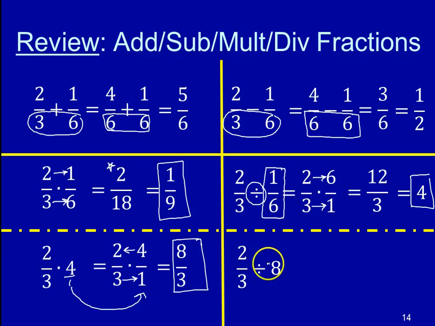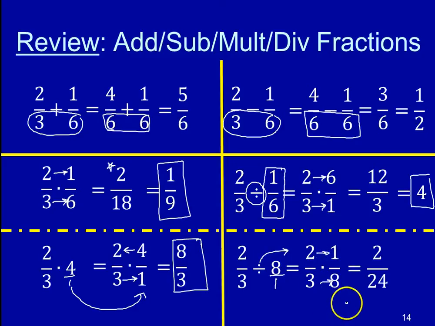Same thing here. Division. So I want to change this into multiplication, so I have to have the reciprocal. Well, this isn't a fraction right now. Then make it a fraction. 8 is 8 over 1. So if I want to change this to multiplication, this 8 over 1 has to turn into a 1 over 8. Multiply across. 2 times 1 is 2. 3 times 8 is 24. 2 over 24 is 1 over 12.